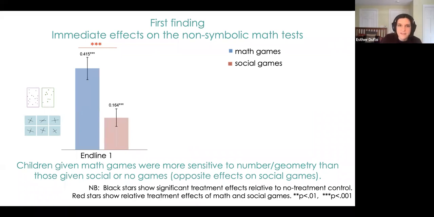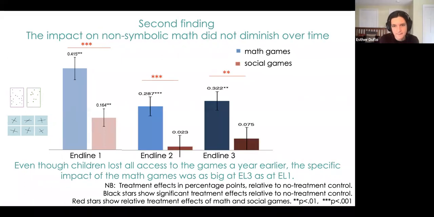We also found an immediate effect, like in the previous study, on the non-symbolic math games. This is the difference between each of the treatments, the math game and the social games, and the control. And you can see a very large 0.4 standard deviation impact on people's learning mathematics in the math games. A smaller effect in the social games, and these are different, showing that this is an effect of teaching math, not just playing.